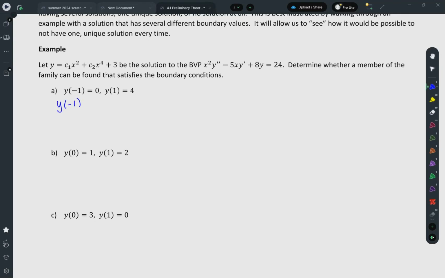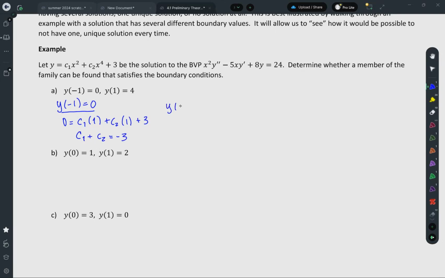So y of -1 is equal to 0. This tells me 0 equals c1, -1 squared is just 1, plus c2, -1 to the fourth is just 1, plus 3. So what I have here is c1 plus c2 is equal to -3. Okay, so far nothing weird.